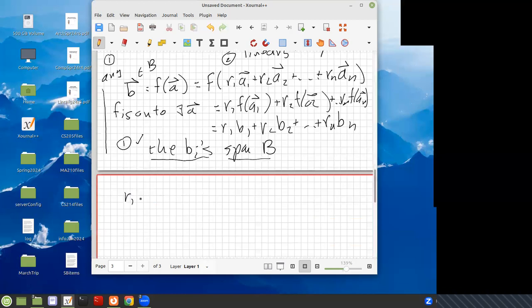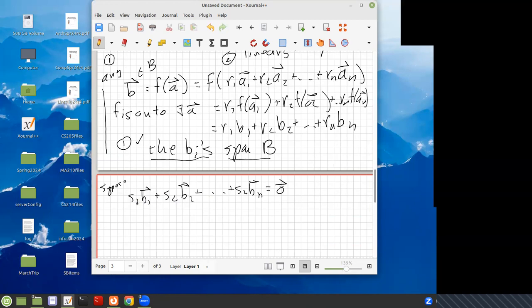So if I take, let's say, S1 B1 plus S2 B2 plus dot dot dot Sn Bn, and we suppose that that's the zero vector, we want to show that all the coefficients, all the numbers S1, S2, and so on, are all zero. That will show us that these are linearly independent.